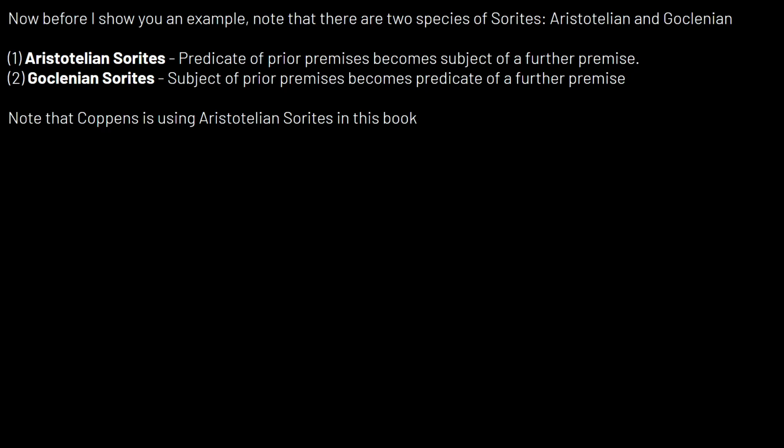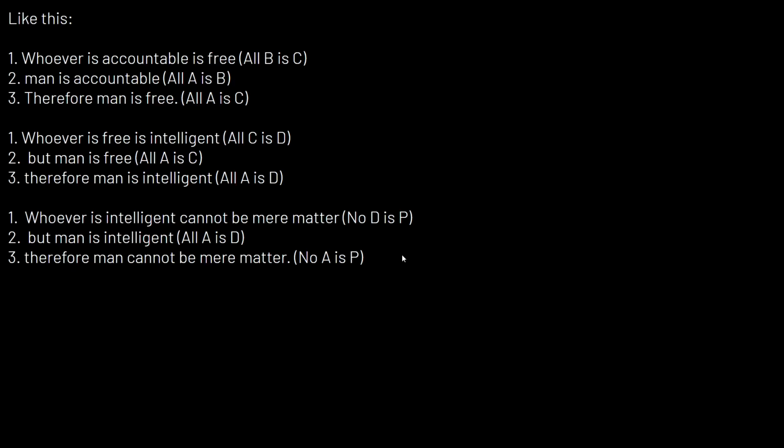And so basically, the one that Coppens is using is where the predicate of prior premises becomes subject of a further premise, while the Goclenian sorites is where the subject of prior premises becomes the predicate of a further premise. So it's literally just switched around. And so the examples of Aristotelian sorites, or the sorites that Coppens mentions, is like this, where you can break them down.